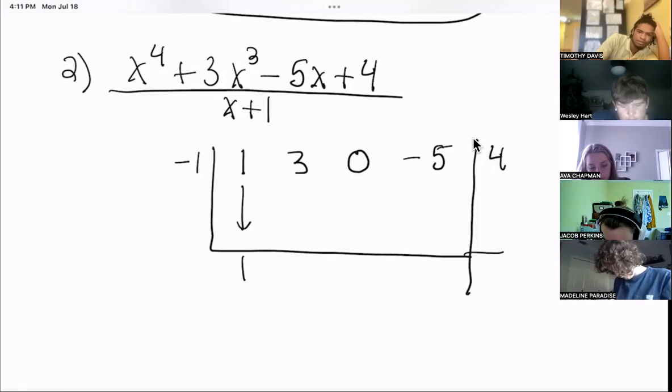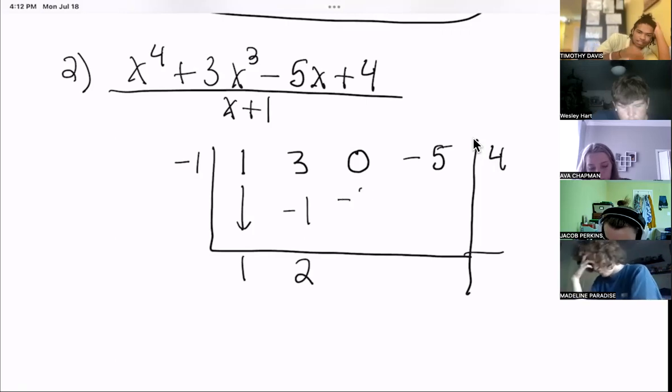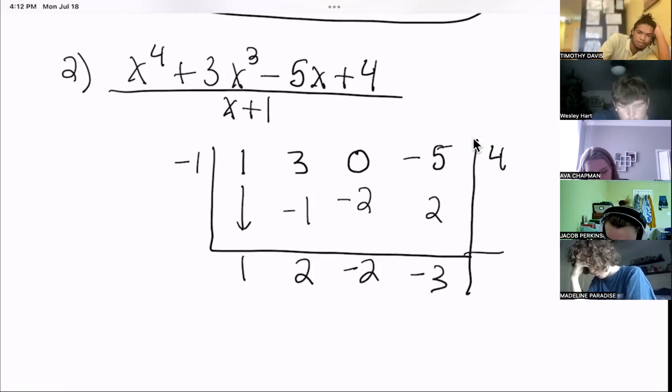So -1 times 1 is -1. I'm going to add down. I get 2. Now I multiply 2 by -1. 2 times -1 is -2. I add down, I get -2. -2 times -1 is +2. I add down, I get -3. I have one more to do. -3 times -1 is +3. I add down, I get 7, which is my remainder.